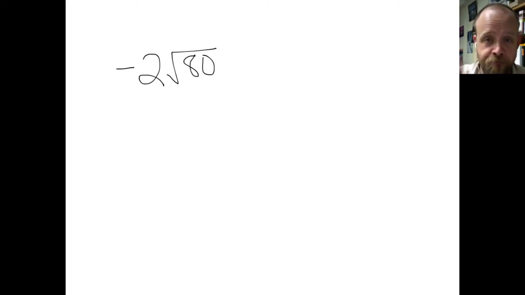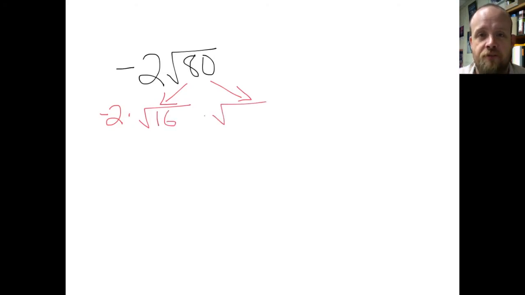So last example, let's check on what happens when we have negatives. In this case, it's going to act just the same. So negative 2 out in front of the square root of 80, it's just like having 3 out front or 5 out front. In this case, it just happens to be negative 2. So we can split 80 into the square root of 16 and the square root of 5.